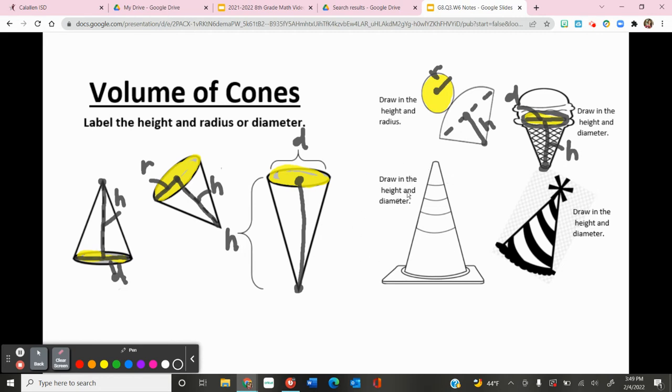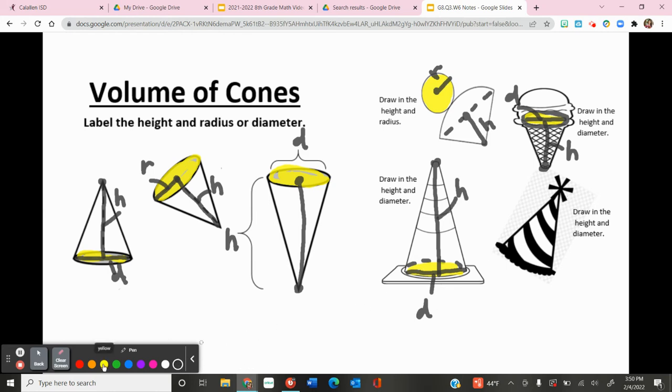Now looking at your traffic cone, we want to draw in the height and diameter of this. So again, this traffic cone, its base is going to be a circle. After identifying your base, we're going to go ahead and draw in our diameter. Remember, our diameter goes all the way across our base. So this would be the diameter. And then the height of our cone, again, would be from the peak of our cone to the center of our base. This would be the height.